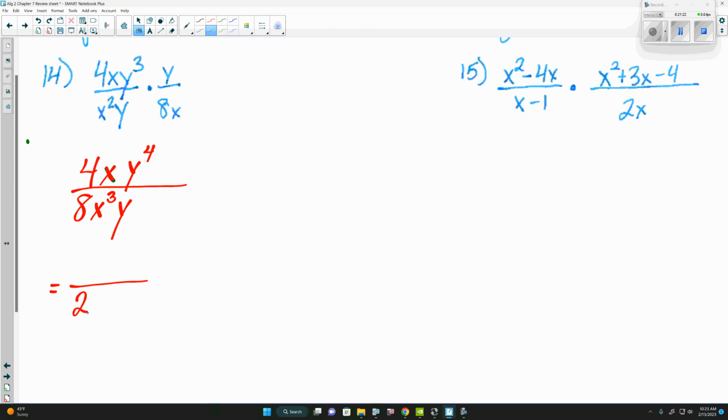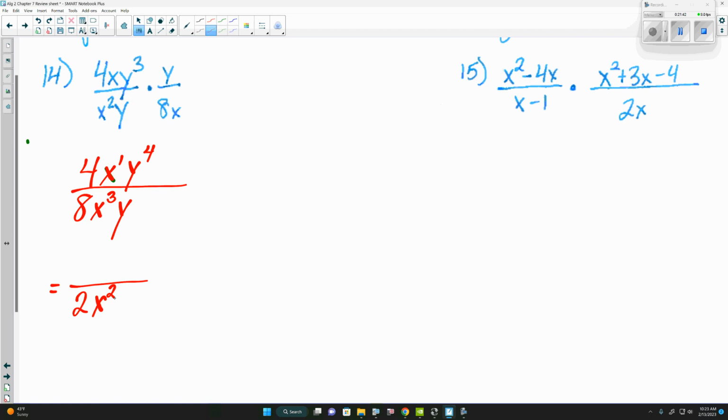4 over 8 is... Now, whenever we divide like bases, x over x to the third, we subtract the exponents. So I normally say 3 minus 1 is 2. Is it bigger on top or bottom? So it stays on bottom.